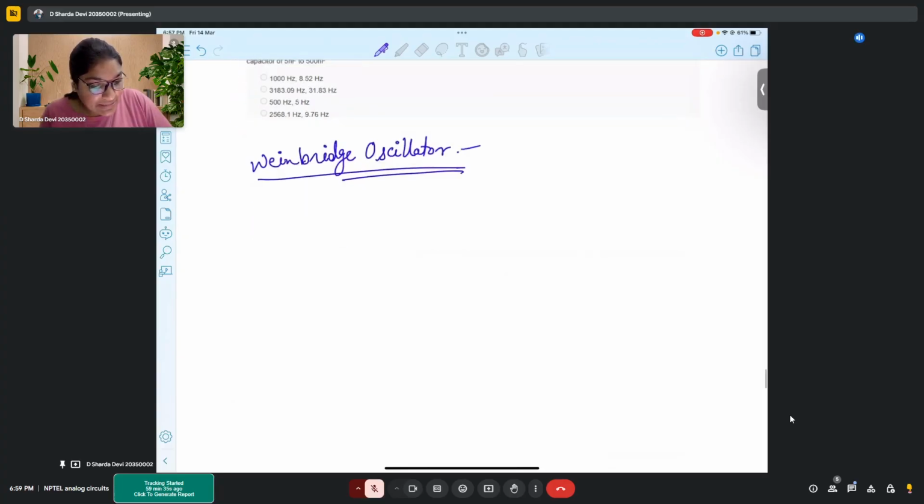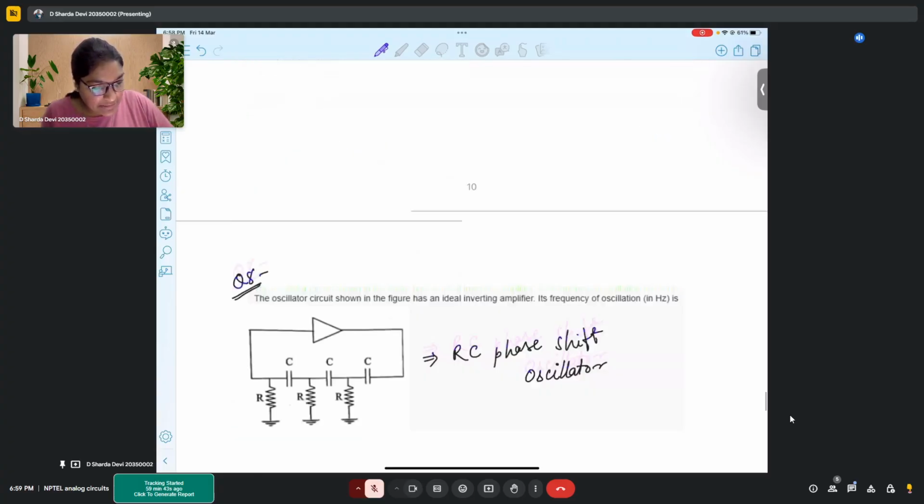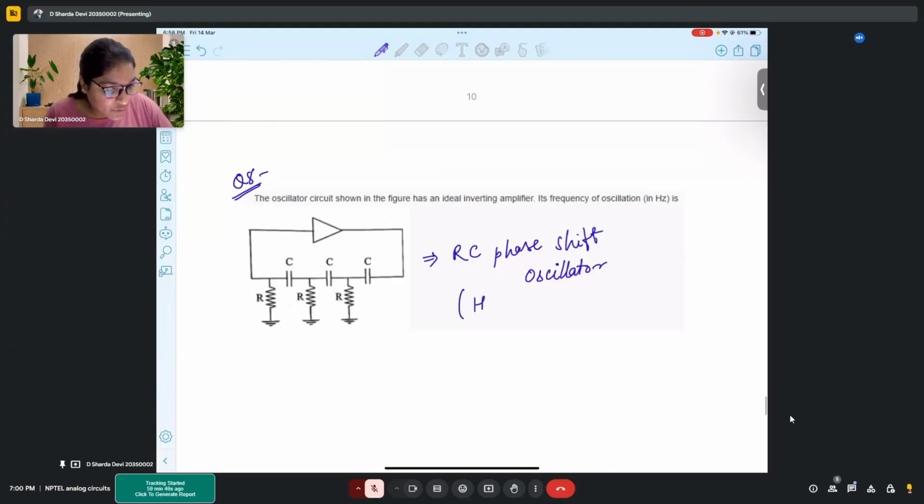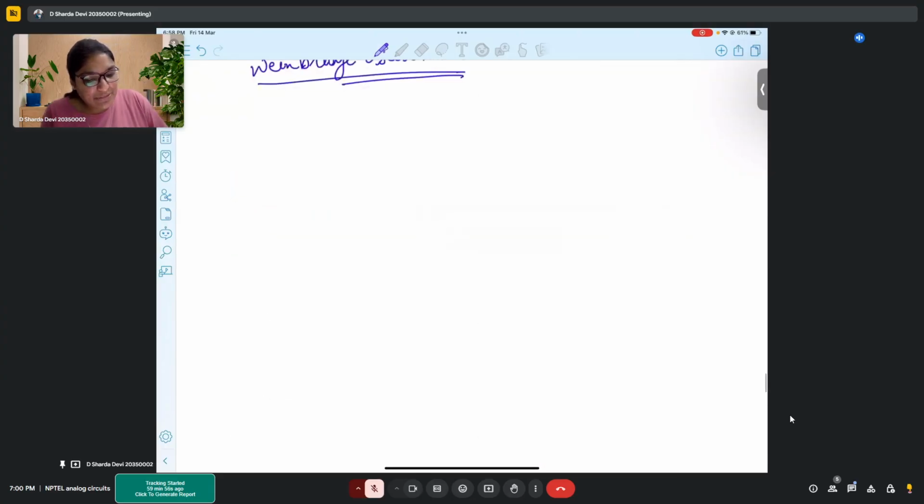So this Wien bridge oscillator is again a harmonic oscillator. Similarly, RC phase shift oscillator is also a harmonic oscillator. So let's start with the Wien bridge oscillator.